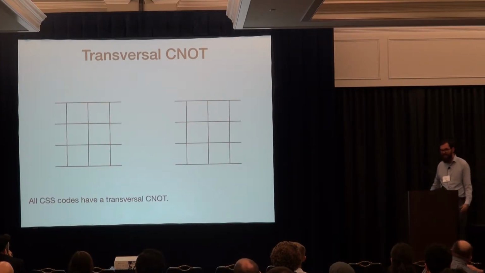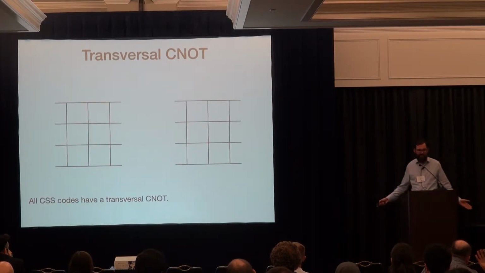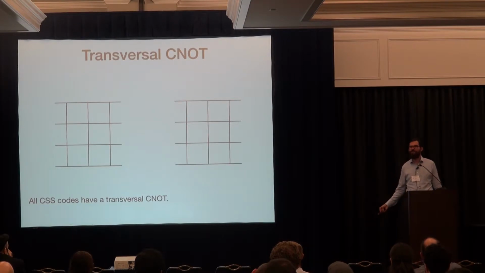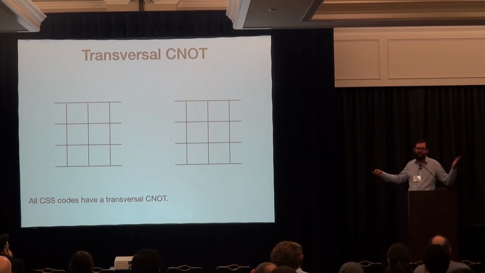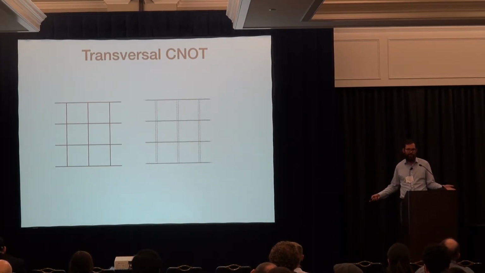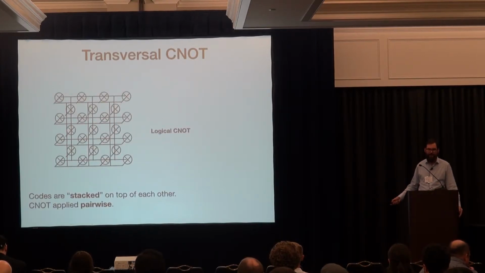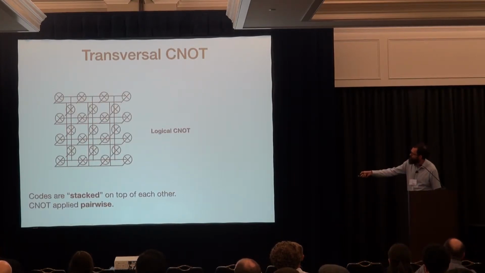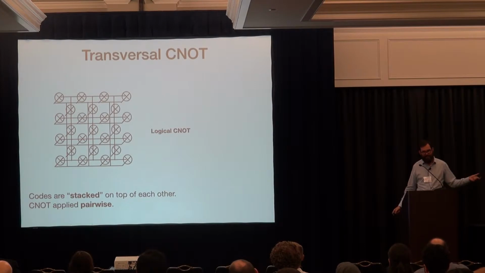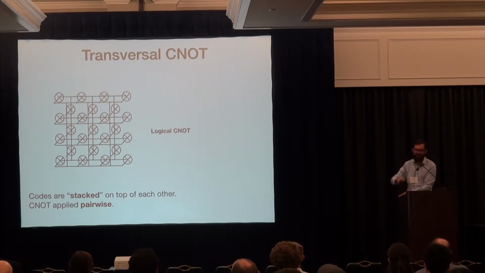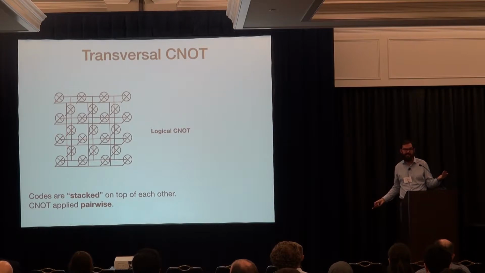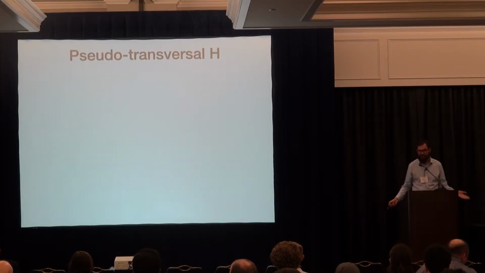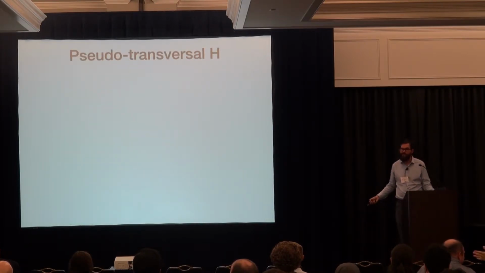So how do we get a transversal C0? Well, that's easy. It's a CSS code, and we know that all CSS codes have a transversal C0. Okay, so if you take two copies of a CSS code, you identify qubits of each copy of the codes, you stack the two codes on top of each other, and you apply the C0 gate pairwise, this realizes a logical C0 gate. And this works for any CSS code.